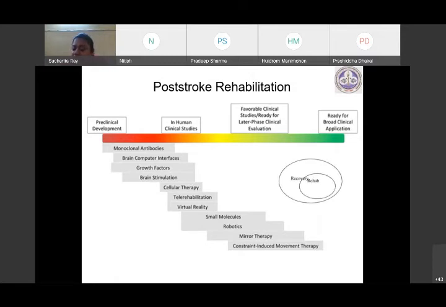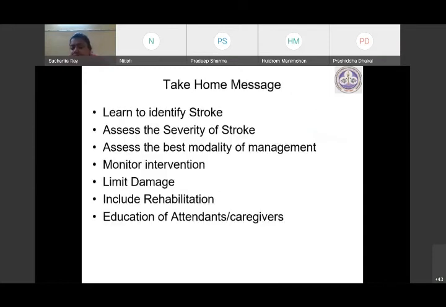Remember that recovery occurs way beyond when rehabilitation has stopped. That is because the neurological reversal of diseased neurons occurs to a considerable extent, right? So finally, these are the important points I only touched upon because management of stroke is just not possible in 1 hour. So learn to identify the stroke and always assess the severity of the stroke.